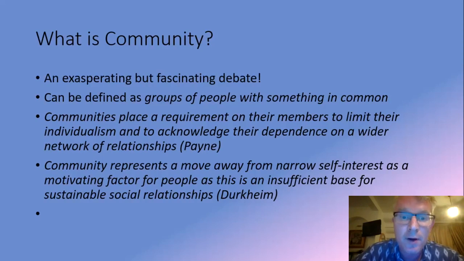And from a sociological point of view, Durkheim and Payne have put forward two different definitions as to what community or communities can be. For instance, Payne states that communities place a requirement on their members to limit their individualism and to acknowledge their dependence on a wider network of relationships, whilst Durkheim states that community represents a move away from a narrow self-interest as a motivating factor for people, as this is an insufficient base for sustainable social relationships. So basically, these two sociologists are telling us that community very much revolves around group work and moving away from individualism and self-interest, and that sustainable relationships should be forged amongst people.